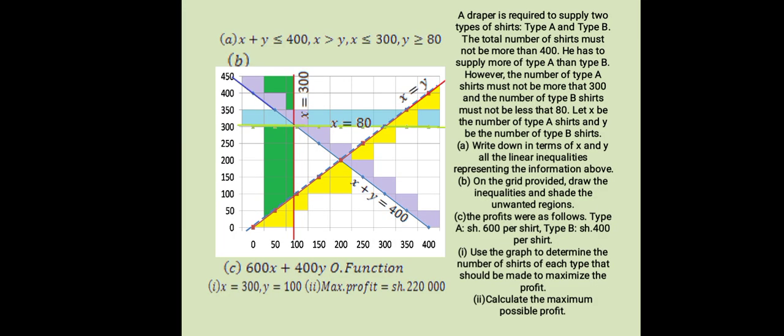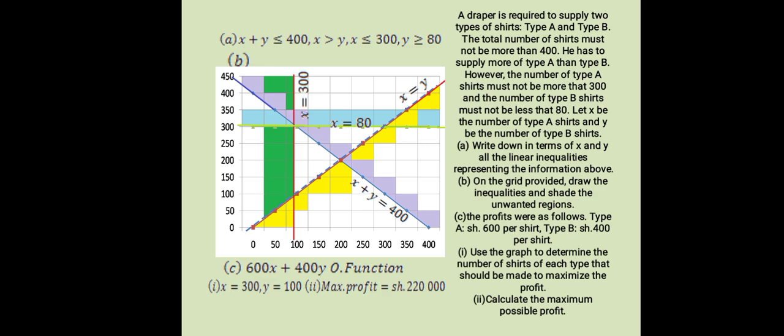A draper is required to supply 2 types of shirts, type A and type B. The total number of shirts must not be more than 400. He has to supply more of A than type B. However, the number of type A shirts must not be more than 300 and the number of type B shirts must not be less than 80. Let X be the number of type A shirts and Y be the number of type B shirts.